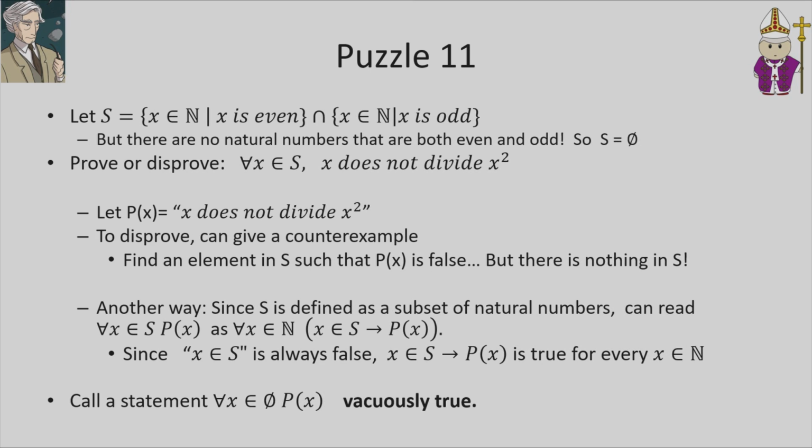So such a statement, for every x in the empty set, P of x, some kind of formula, is called vacuously true. It's true, but not for a good reason. It's true just because there was nothing there to find a counterexample.